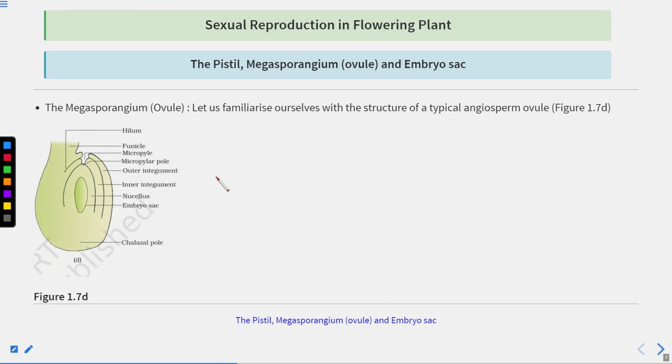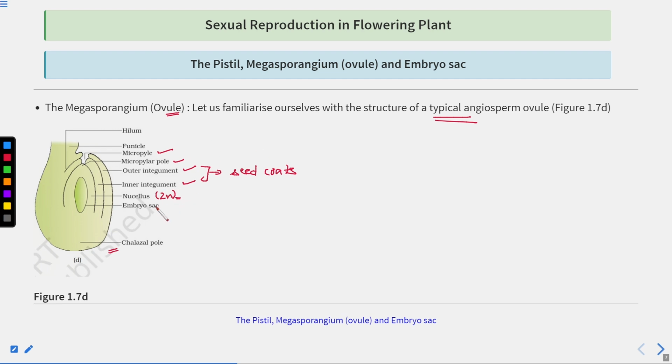Now, this is an image showing you the ovule. The megasporangium, which is also known as the ovule, is shown here as a typical ovule of the angiosperm. There are two ends, one is the chalazal end, another one is the micropylar end or micropylar pole. The ovules have two integuments, an outer integument as well as an inner integument, and these integuments later develop into the seed coat. And then you have the nucellus here. The cells of the nucellus are diploid.